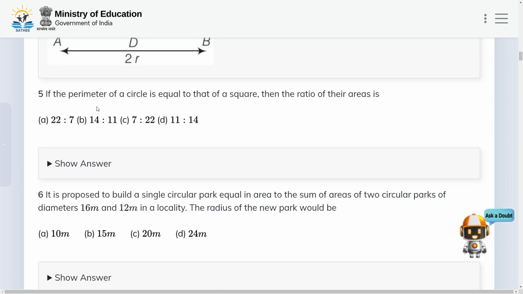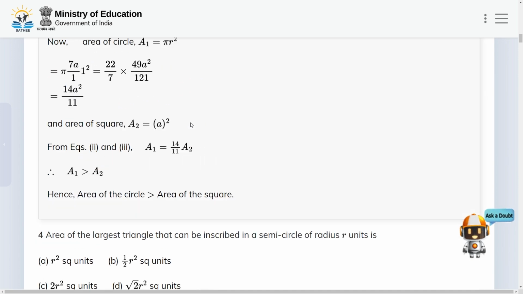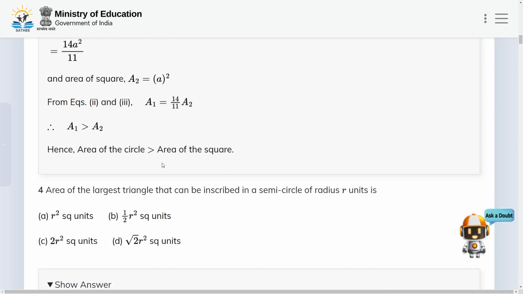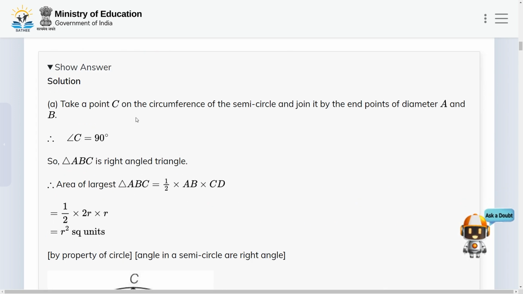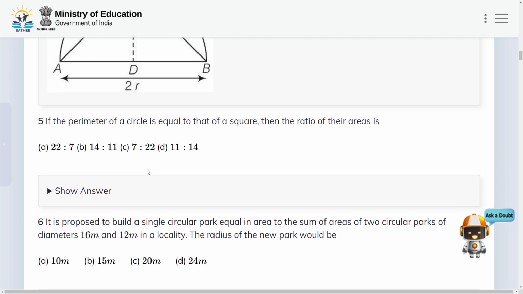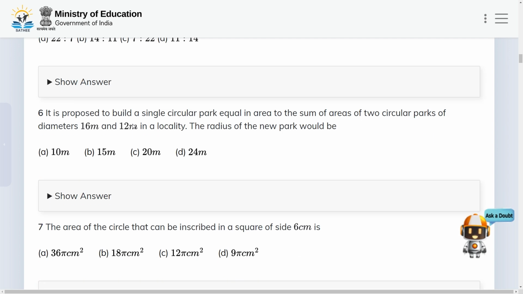We have discussed this type of question in our previous question. You can use that concept and easily find which option is correct. So this question is your homework problem. And now let us move to the next question.